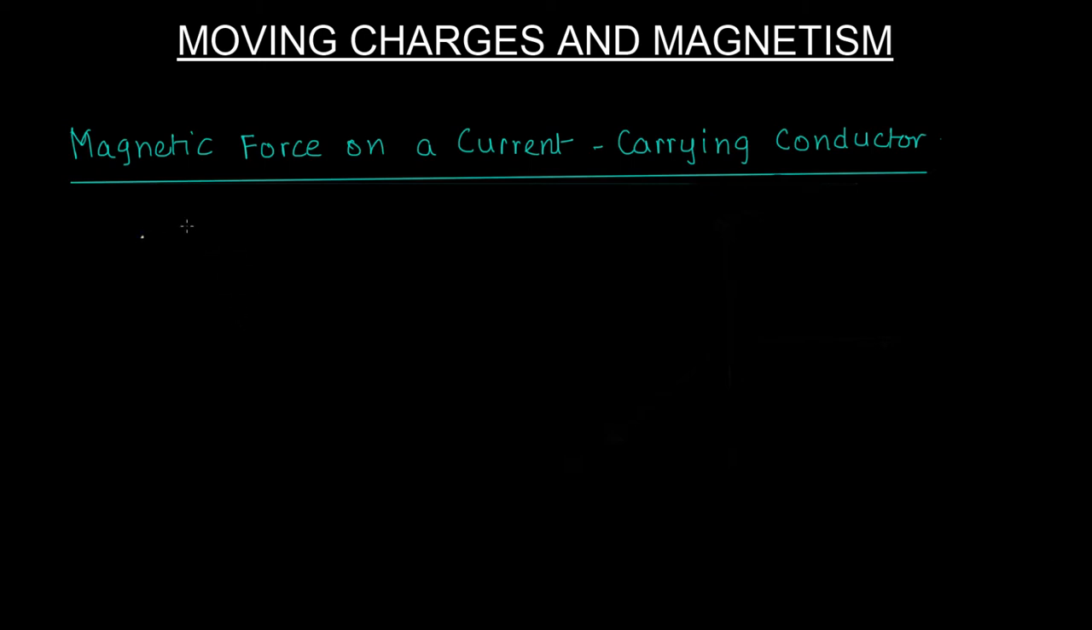Now in real life situations, you will not be dealing with electrons and protons because you will not be able to even see them. The normal life manifestation of a moving charge is a current.